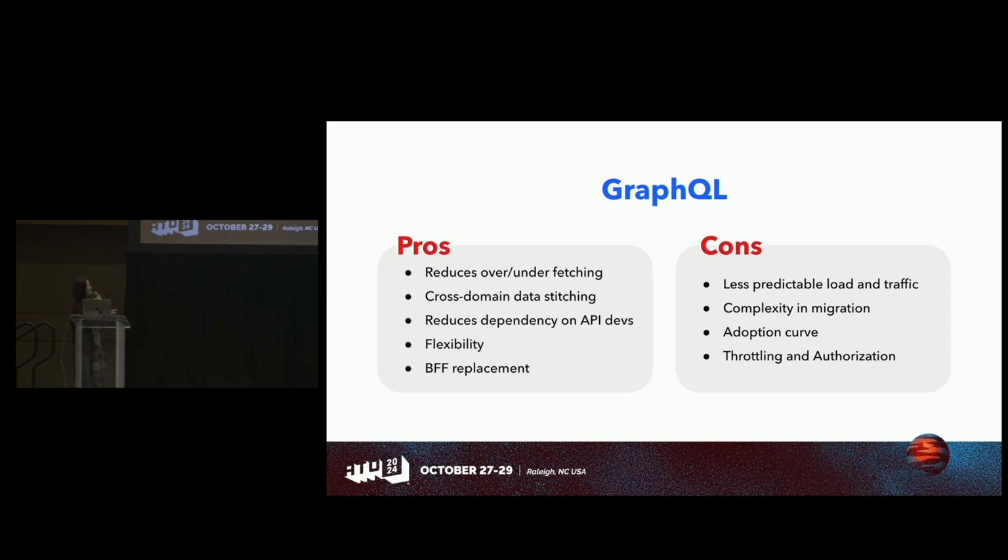Let's go ahead and talk about the GraphQL pros and cons. So again, over and underfetching, y'all got the gist of that already. The cross-domain data stitching, I mentioned the schema composition thing. I should mention actually for the data stitching part, there is a working group, like a schema.